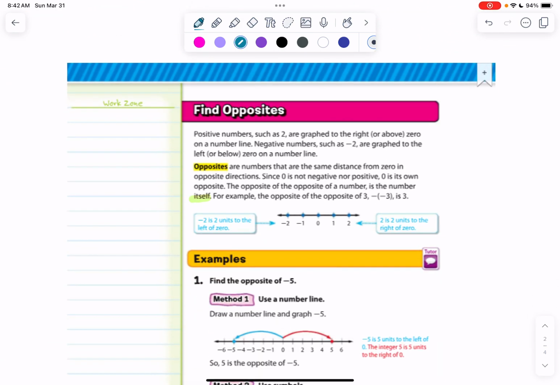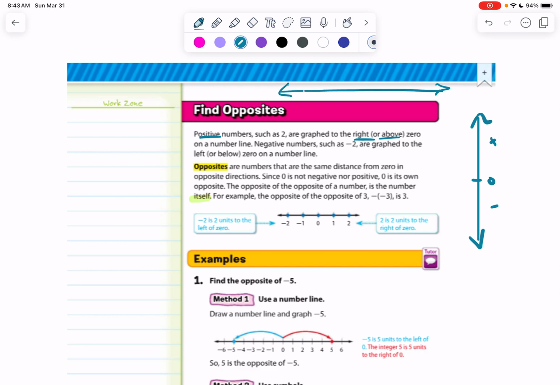Okay, so let's find opposites. There's some funky thing in here, so make sure you're paying attention to this. Let me go to my highlighter. Positive numbers such as 2 are always graphed to the right or above. So sometimes, like if we're talking about temperature, our number line might be up and down. So 0 would be here, these would be the positive numbers, and these would be the negative numbers, as opposed to a number line this way. 0, these are the negative numbers, and these are the positive numbers, okay?